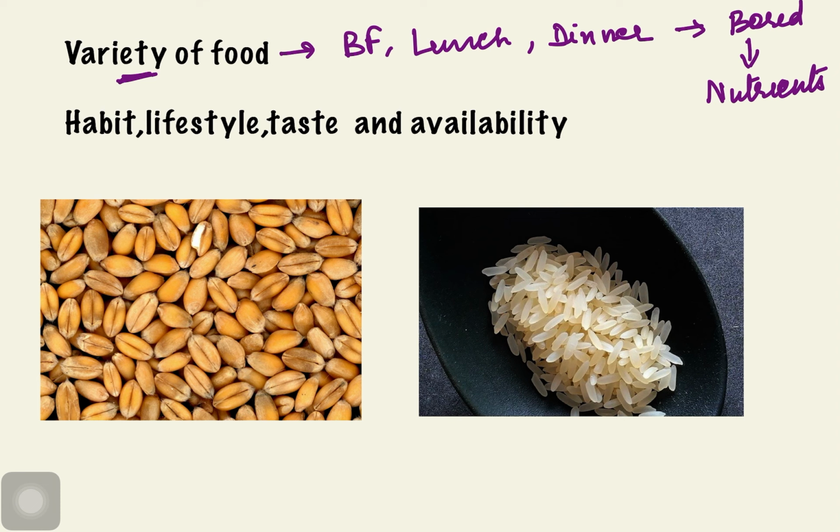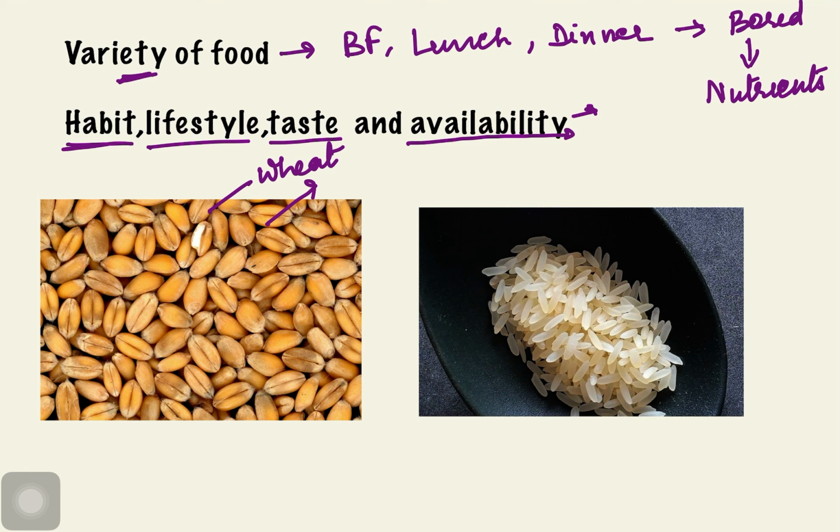So now variety of food comes by 4 factors. What are these 4 factors? First is habit, second is lifestyle, third is taste, and fourth one is availability. So we'll talk about availability first. What is availability of the food? As we know, in North India we eat chapati more. In North India wheat is grown more. Why? Because the location and the climate of North India supports wheat growth.